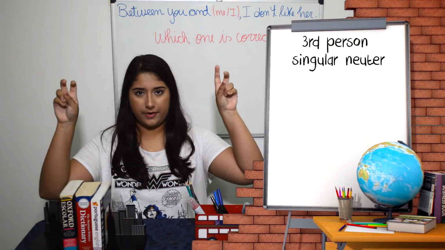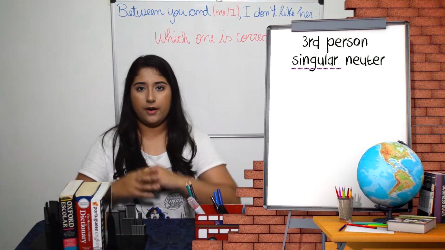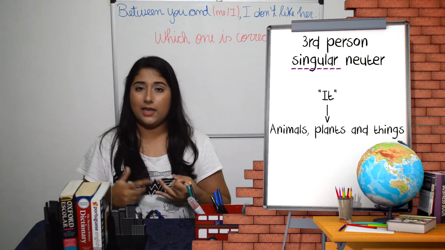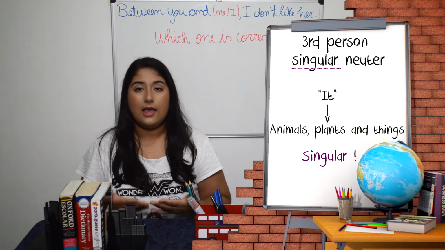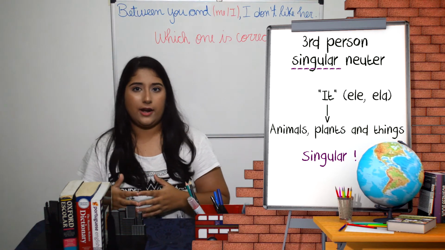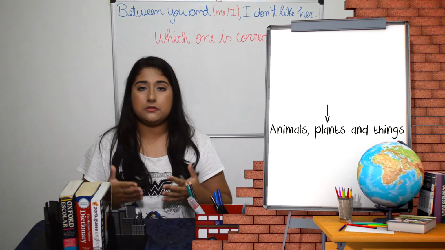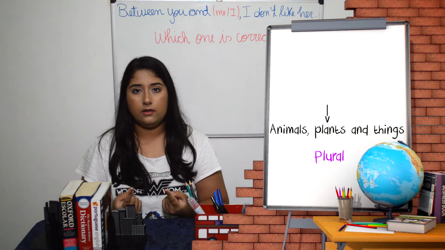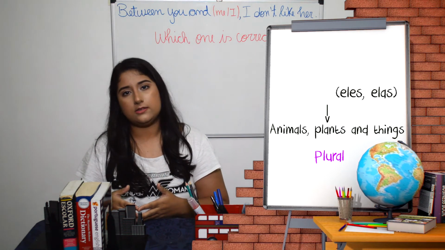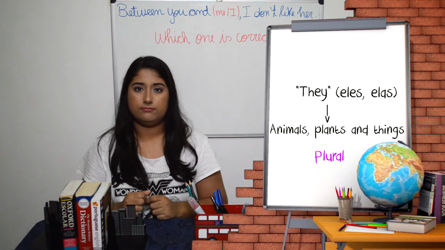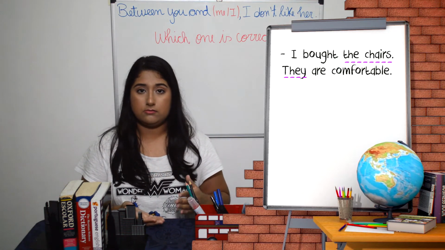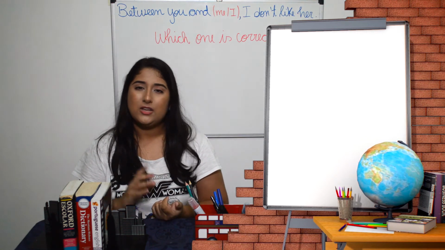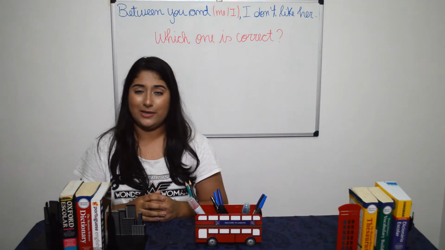Remember that we said third person singular neuter? The singular part is crucial. This means that we only use it to represent animals, plants, things, anyway, in singular. That's why we translate it to ele or ela in Portuguese. If we're talking about animals, plants, things in plural, in other words, if it's more than one, we use eles or elas, whose equivalent is they. Examples: I bought the chairs, they are very comfortable. And I bought the dogs, I loved them. So don't forget, it is only for singular, okay?